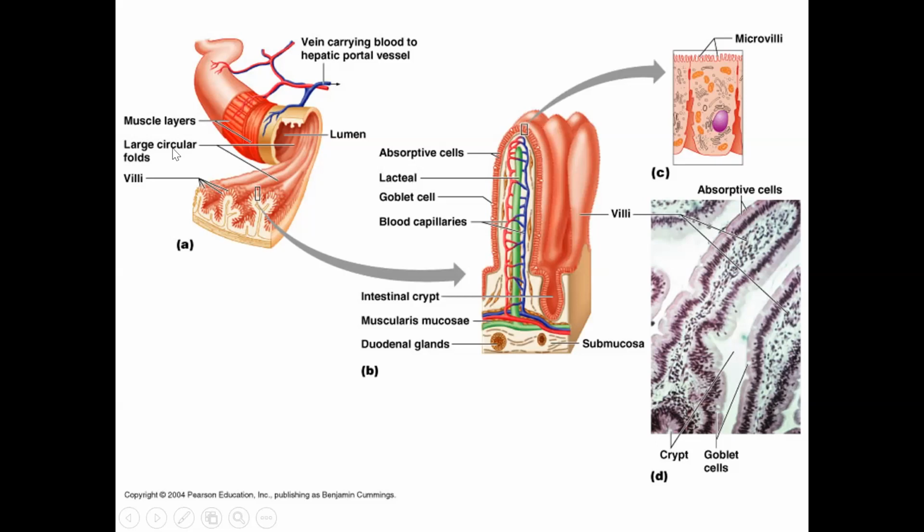So first, these folds are called large circular folds, or plica circularis. I'll give you that name in the next slide. These folds are made by the submucosa. On the surface of the submucosa, you're going to have the mucosal layer. So this little box here, you're going to enlarge to make this one. This is basically from one fold.